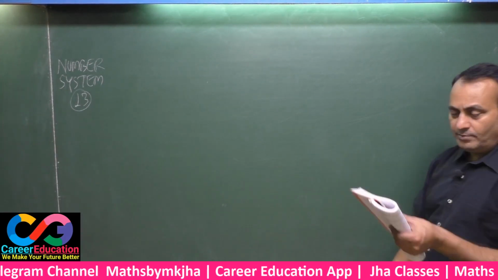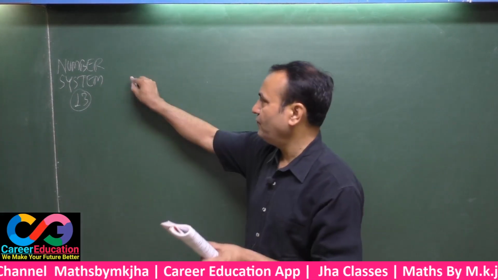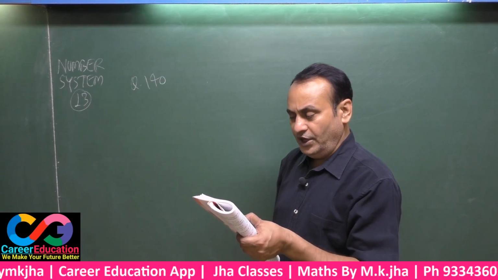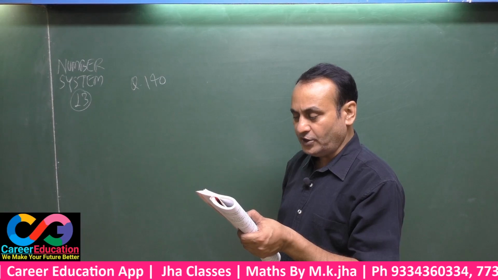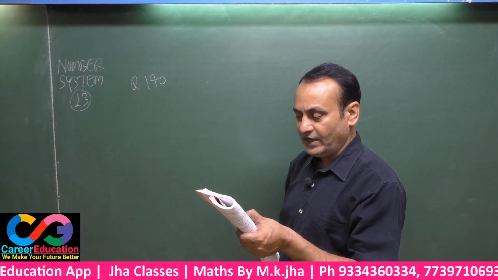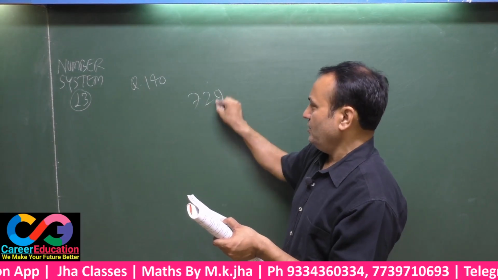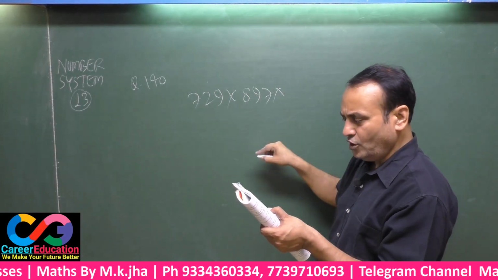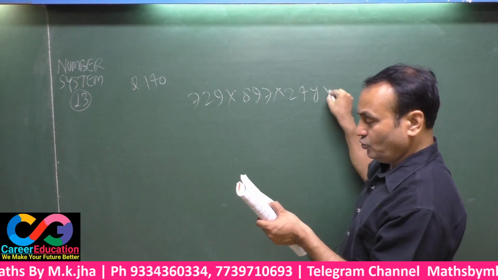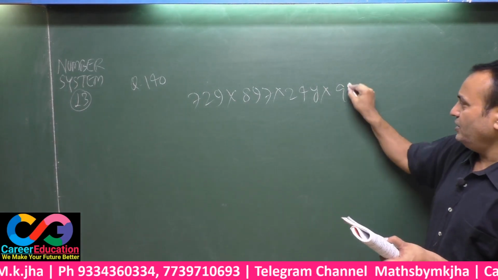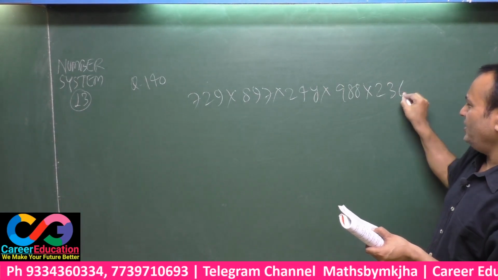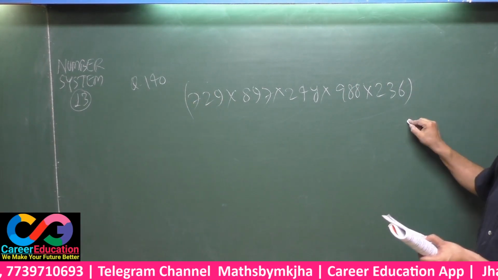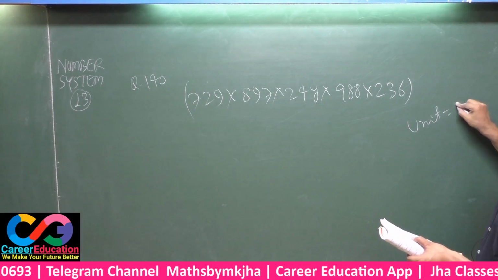Now come to question number 140. If the unit is 2 of this product, what will be the smaller value of y? Again the same question. Numbers are 729 into 897 into 24y into 988 into 236, and the question says the unit is 2.